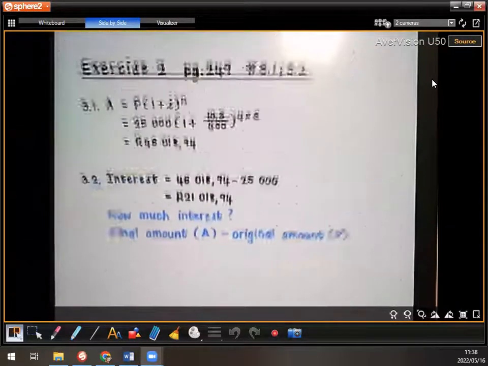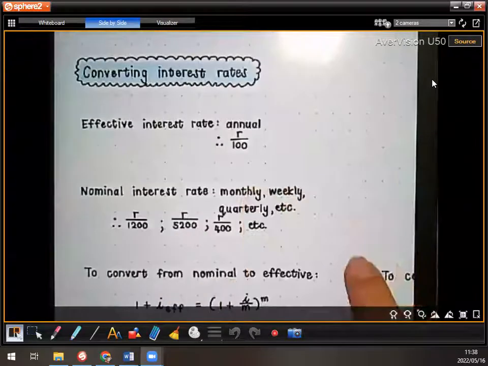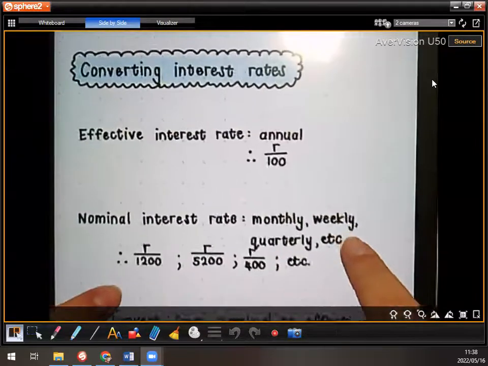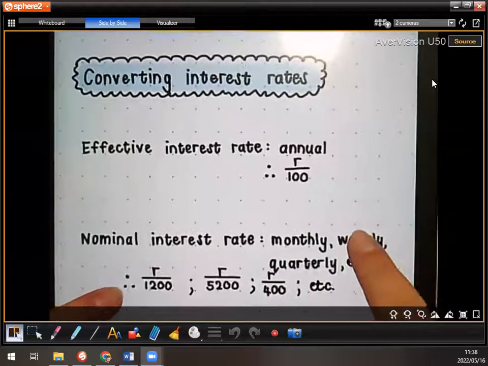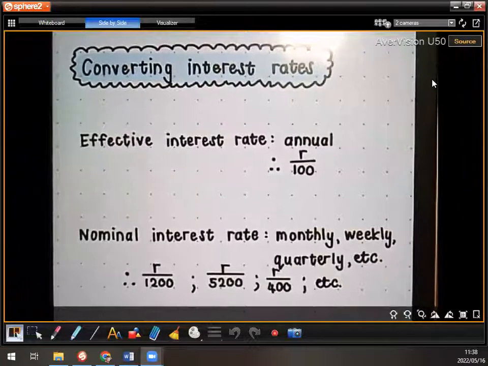Okay, we're going to do a new note. We're going to try and squeeze in 2 topics today. We'll see how it goes. All right, so the first heading is converting interest rates. So you can write that down.